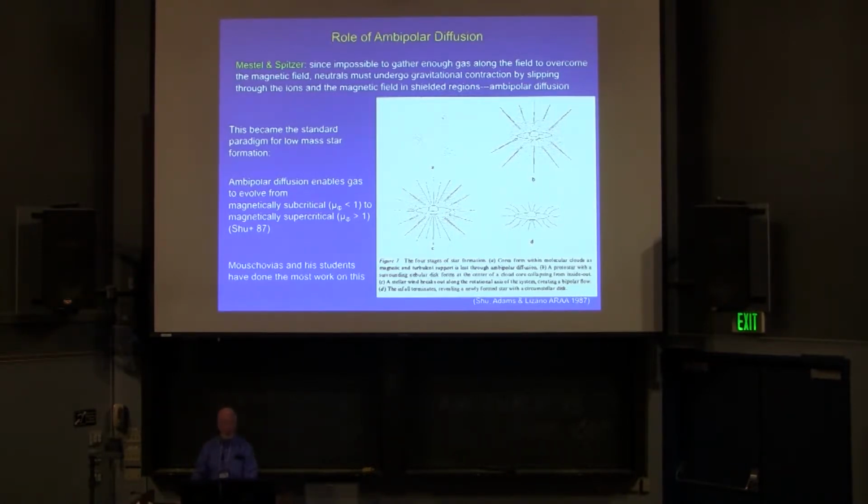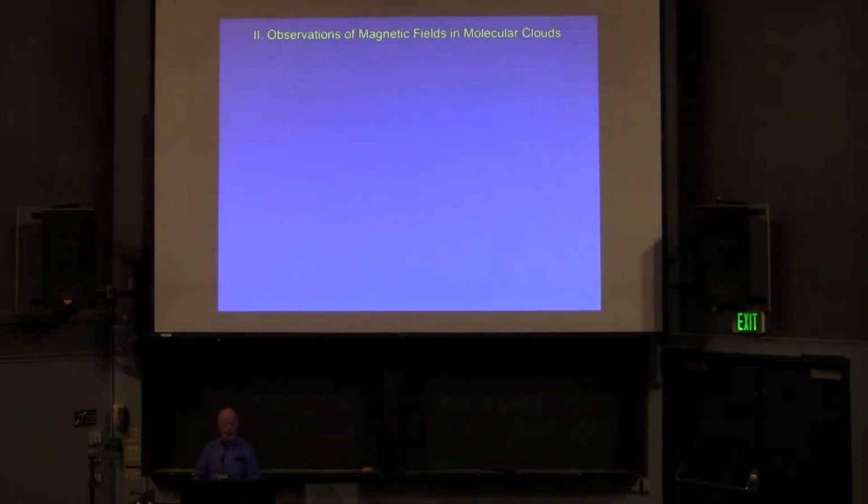And I've taken this famous cartoon out of the review article by Shu, Adams, and Lizano in 1987. And the basic picture then is that, at least for low mass stars, the gas that would form a star would have a magnetic flux which was too large, and therefore you would have to wait until the gas could contract along the field lines in order to become gravitationally unstable and then form the star. And Telemachos Mouschovias and his students have done most of the work on this theory.